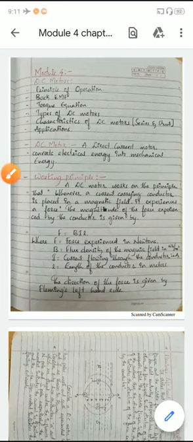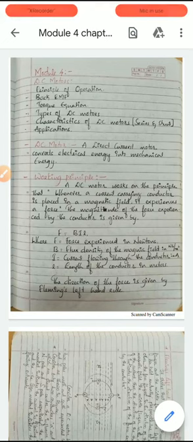Hi students, today we will start with a new module. So as per your syllabus, this is module 4, in that first chapter, DC motors.